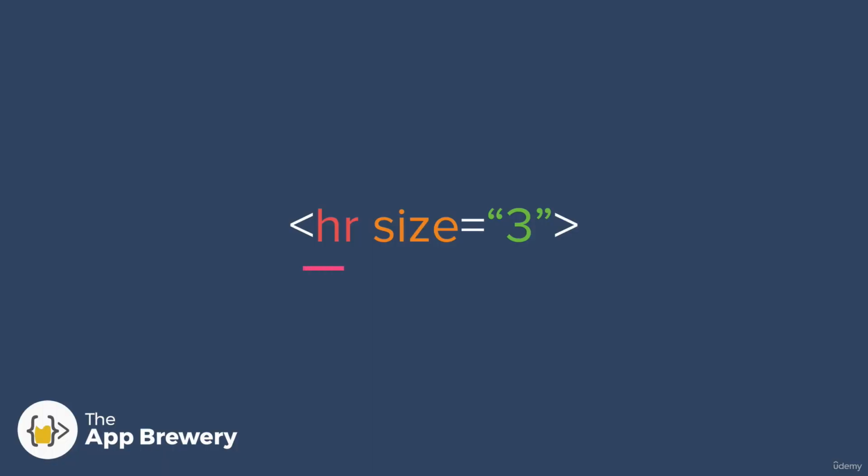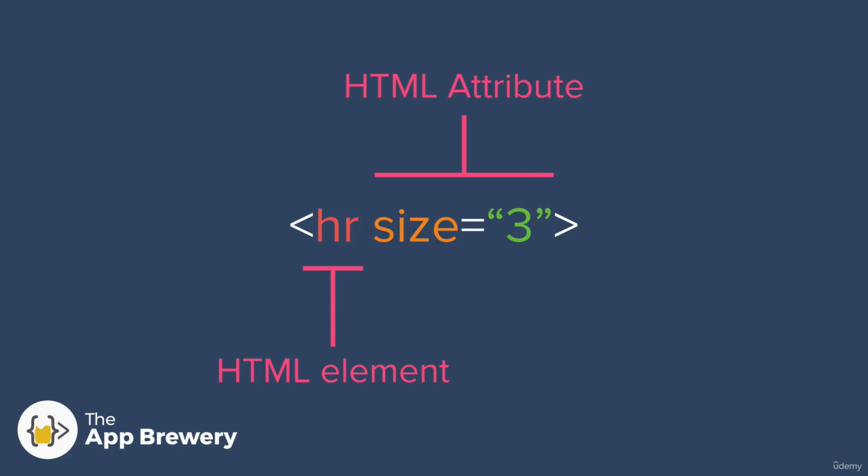Now we know that the first part of the tag is the HTML element, and it's BR or HR, whatever it is that you want to use. Now the second part inside the angle bracket or inside our tag is new, and this is called an HTML attribute, and it basically gives more information to the browser to specify modifications to that HTML element. So in this case, we're saying that we want a horizontal rule, but we want it in size 3. Now, what does size 3 mean?